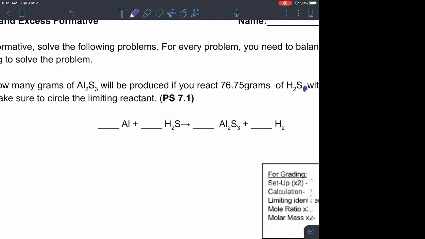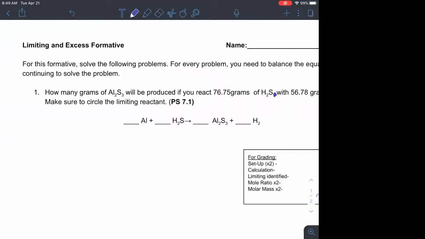I know a lot of you are getting about 98.2 or 98.2-something for your molar mass of H2S3, and that's totally fine. My mistake, not yours. So what we're going to do is first balance our equation.